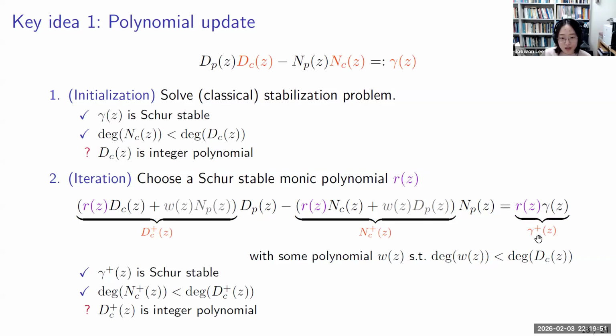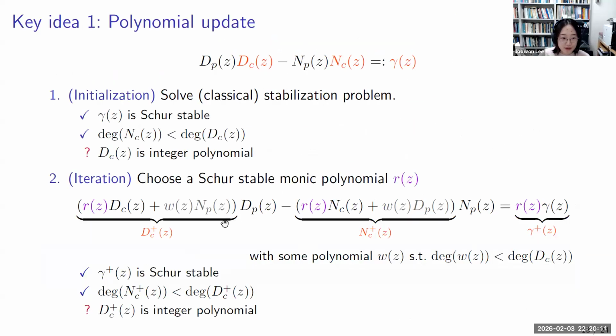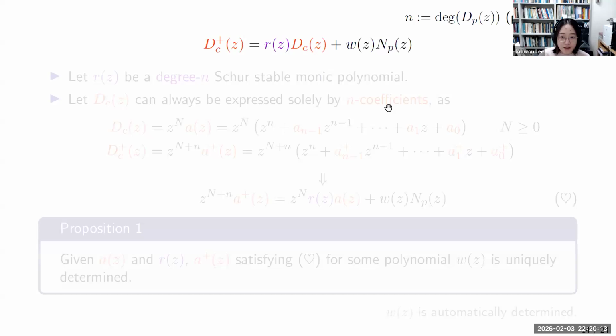However, it doesn't ensure that the next DC is an integer polynomial. So, let's have a closer look at this update of DC. So I just rewrote this part again, and R is of our choice, and DC is the current denominator of the controller, and DC plus is the next denominator.